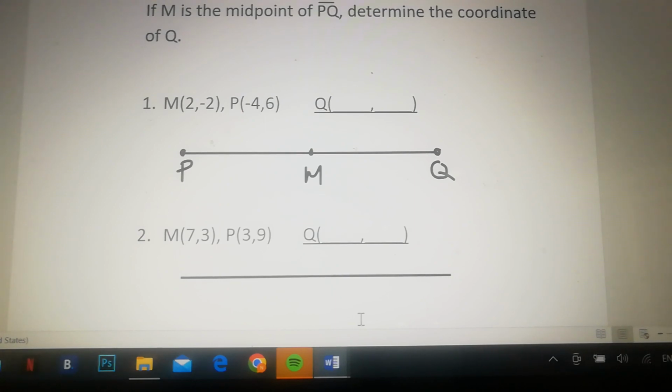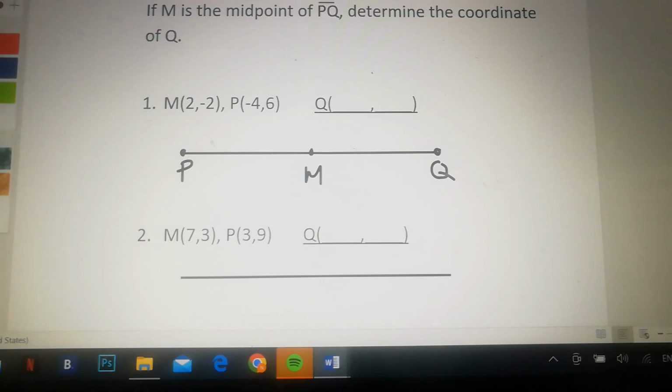Okay, so this is the unknown here is the other endpoint of the segment given the midpoint and one of its endpoints. Now, since we already studied arithmetic sequence, we will just apply here the arithmetic sequence using the common difference. Okay, so if M is the midpoint of PQ, determine the coordinate of Q.